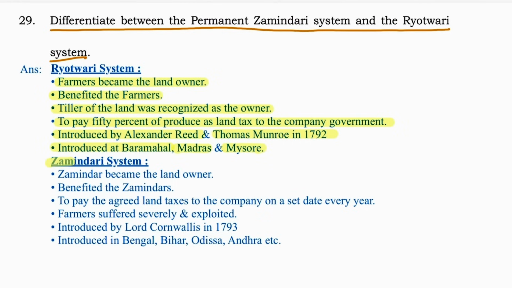As for the zamindari system, the zamindar became the landowner, which benefited the zamindars, who had to pay the agreed land taxes to the company on a set date every year. Farmers suffered severely and were exploited. It was introduced by Lord Cornwallis in 1793, in Bengal, Bihar, Odisha and Andhra Pradesh.